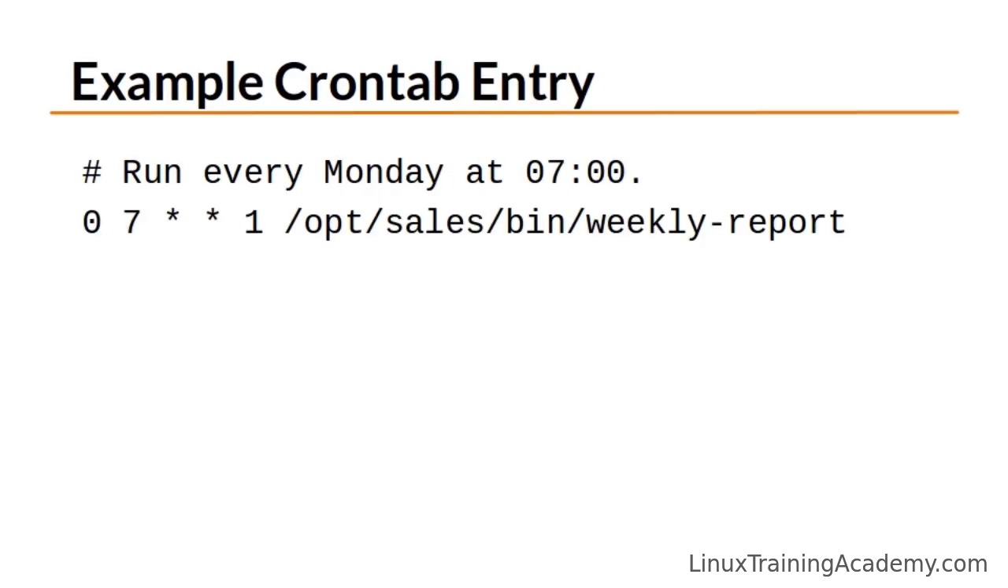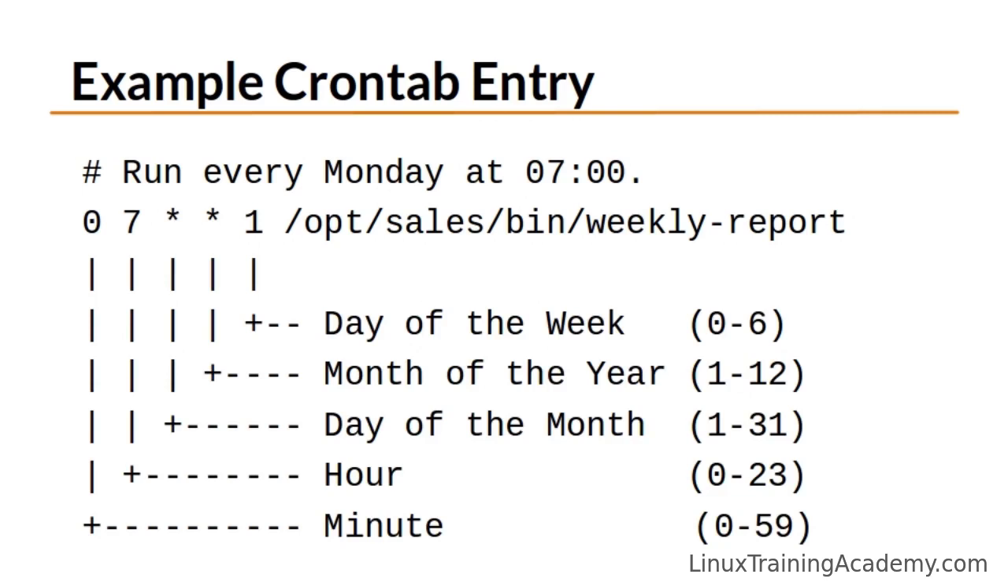This example crontab entry runs every Monday at 7 a.m. The command will only be executed when all of the time specification fields match the current date and time. You can specify that a command be run only once, but this is not the typical use case for cron. Typically, one or more of the time specification fields will contain an asterisk, or a star, which matches any time or date for that field.